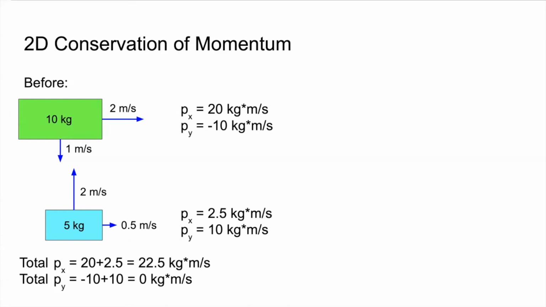Similarly, you can compute that the x momentum of the 5 kilogram block is 2.5 and the y momentum is 10. So the total x momentum is 20 plus 2.5, which is 22.5, and the total y momentum is -10 plus 10, which is 0.